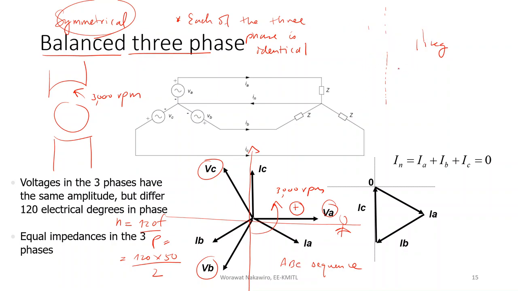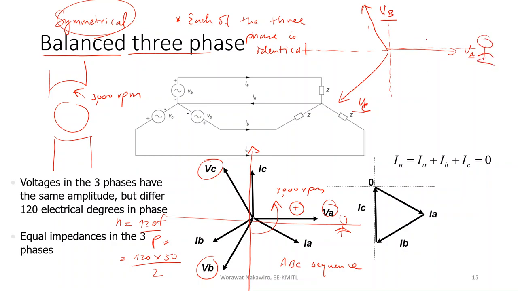But if the order of the vectors changes like this, okay, we have VA up here, and we have VB, VC here, and another possibility is that we have VB here. Now the phase sequence will change, because you're standing here and rotating in the counterclockwise direction. Now you see phase A followed by C and followed by B. Okay, now this is what we call ACB phase sequence. All right, this is ACB phase sequence.